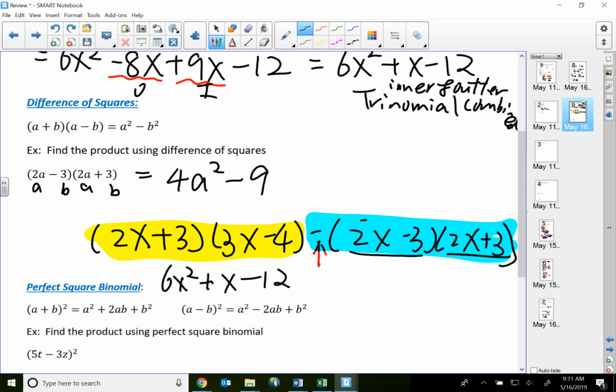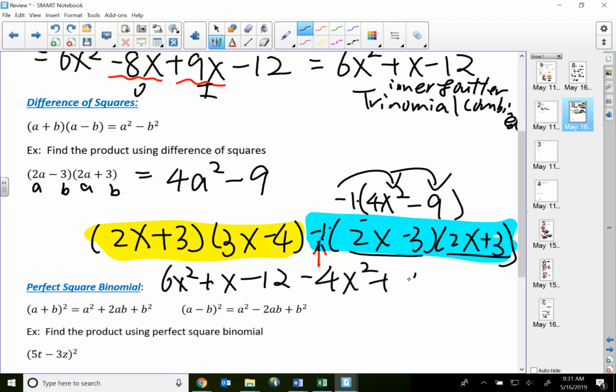Then over here in the second term, I can quickly say, all right, what's inside the two parentheses is a difference of squares. So my a squared, which is my 2x squared, will be 4x squared. And my b squared is going to be 9. A difference of squares always has a subtraction sign right here. So the two parentheses multiplied together give me 4x squared minus 9. But on the outside of it, there's a negative 1 that I need to distribute. So once I do that, my second term comes out to be negative 4x squared plus 9.